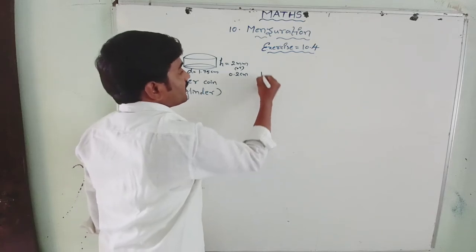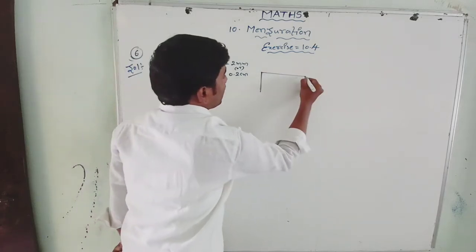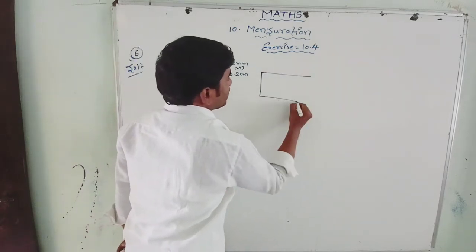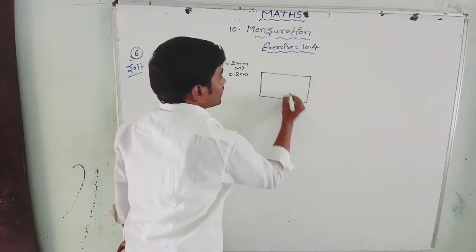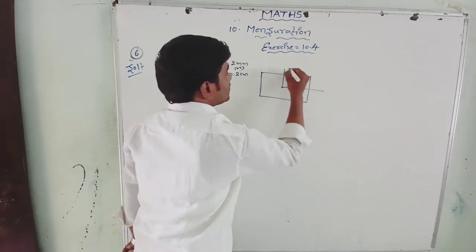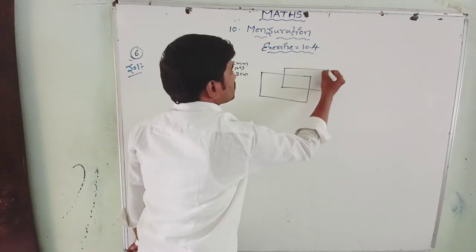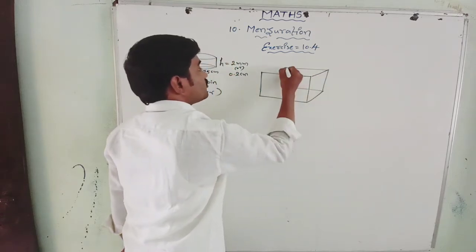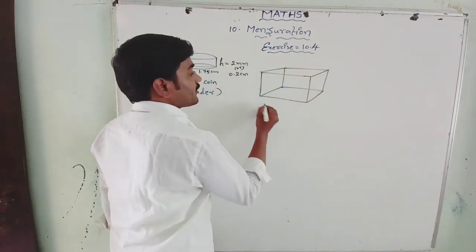So how many silver coins do we require to make a cuboid? How many silver coins do we need to melt to form a cuboid?